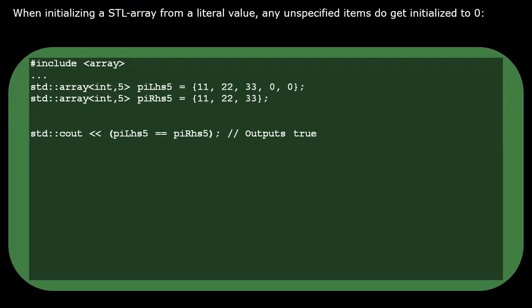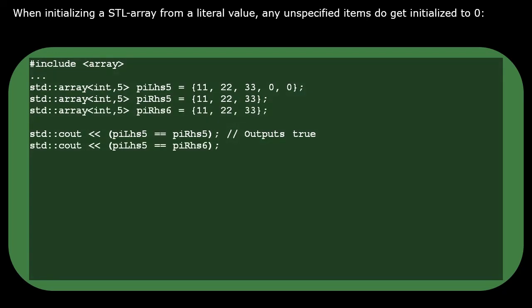When initializing a STL-Array from a literal value, any unspecified items do get initialized. They get initialized to 0. The equality operator may only be used between two STL-Arrays that have the same size.